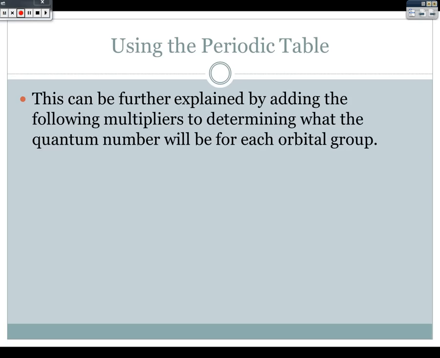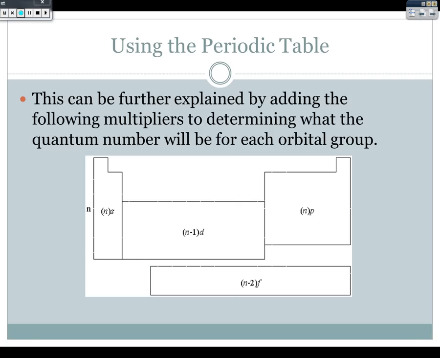So, the periodic table can further be explained by adding the multipliers to determine which quantum number is going to be used for which orbital group. If you look at your periodic table again, the n value is which row you're in, or which period we call them: 1, 2, 3, 4, 5, 6, or 7. For S orbitals, whatever n level you're in, that's the S multiplier. Same with P. Whatever n level you're in, that's your P multiplier. D multipliers are actually n minus 1, and F is n minus 2.